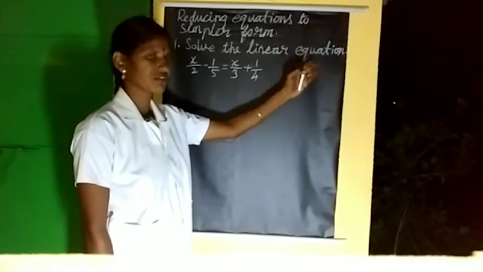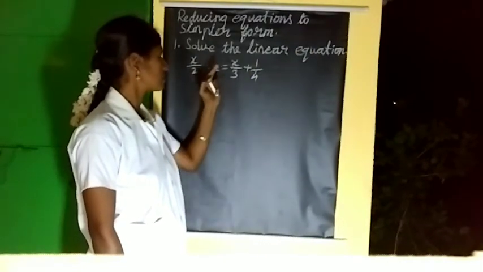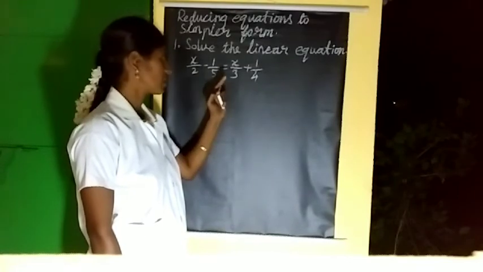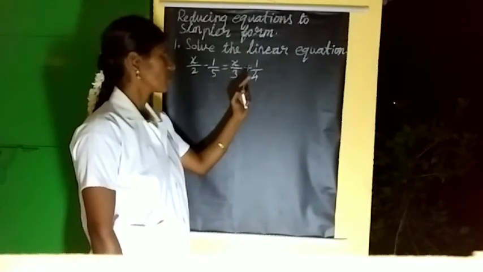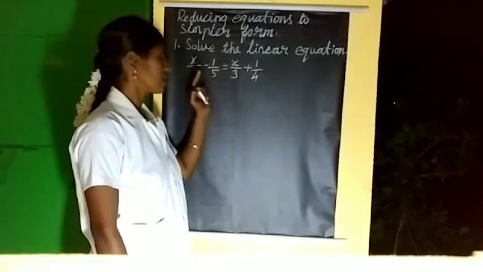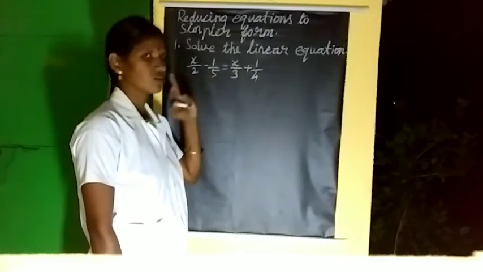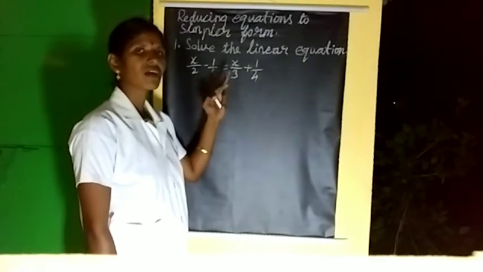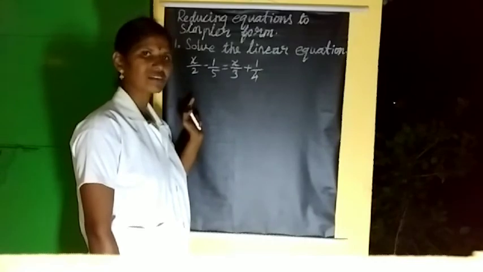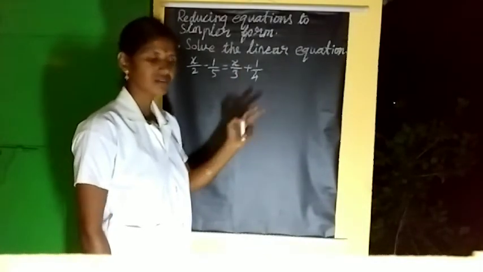Solve the linear equation. See the first question. x by 2 minus 1 by 5 is equal to x by 3 plus 1 by 4. Here in the LHS and RHS, both sides have an x term. First step, we have to bring the x term to one side and the constants, that is the numbers, to one side.